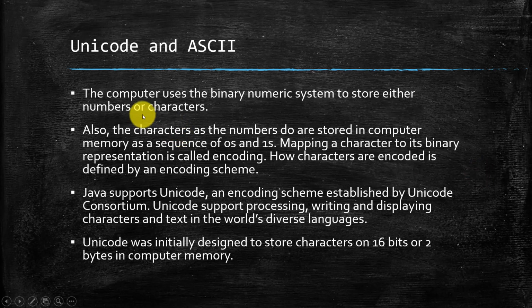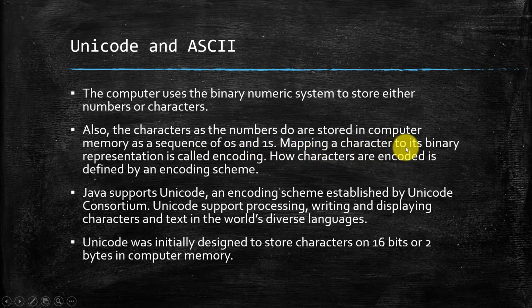The computer uses the binary numeric system to store either numbers or characters. The computer works just with 0 and 1. It recognizes only these two numbers, 0 and 1. It doesn't matter whether it is about numbers or characters. Also the characters, as the numbers do, are stored in computer memory as a sequence of zeros and ones.